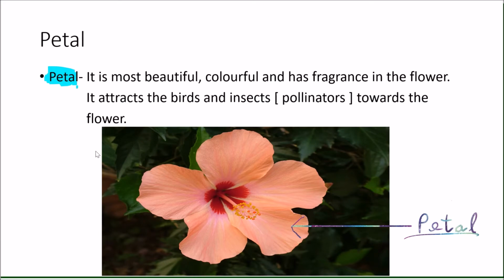So, now what is a petal? It is the most beautiful and colorful part of the flower. It attracts birds and insects towards itself, which are the pollinators, to pollinate and reproduce.